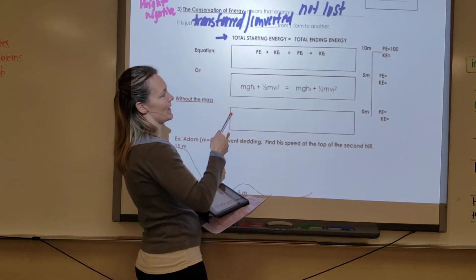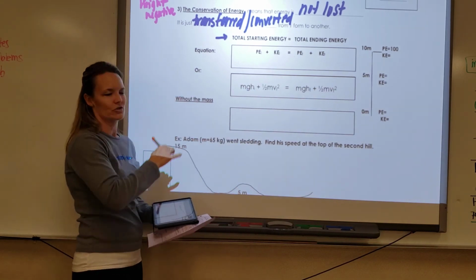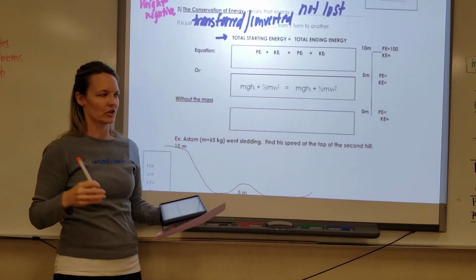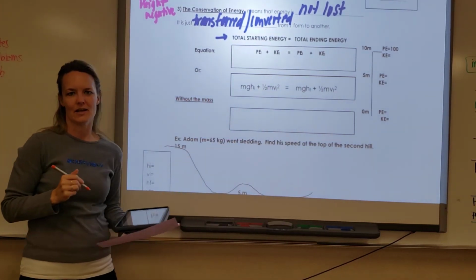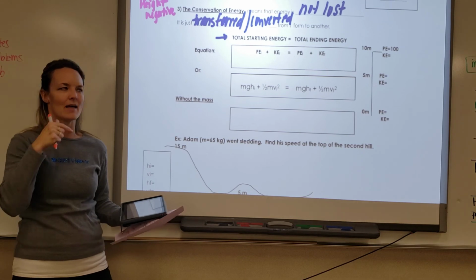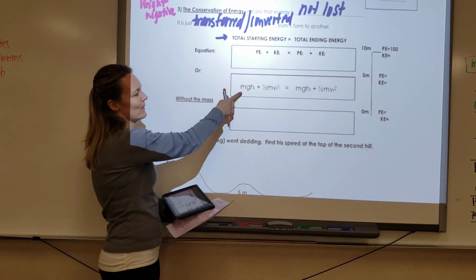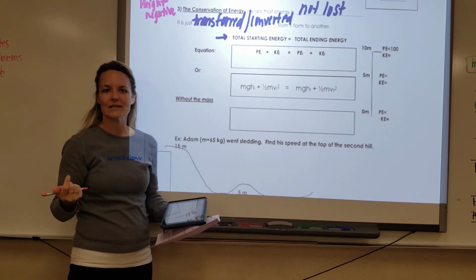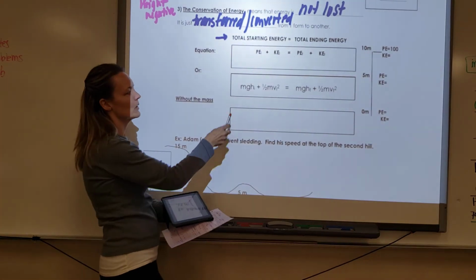Okay, so in order for that to happen, the initial potential energy plus the initial kinetic energy, all the energy you have to start initially, has to equal the final potential energy plus the final kinetic energy. All the energy added up at the end. They have to be equivalent to each other. All right, from there, we can actually take their equations. What is potential energy equal to? And we can plug it in.